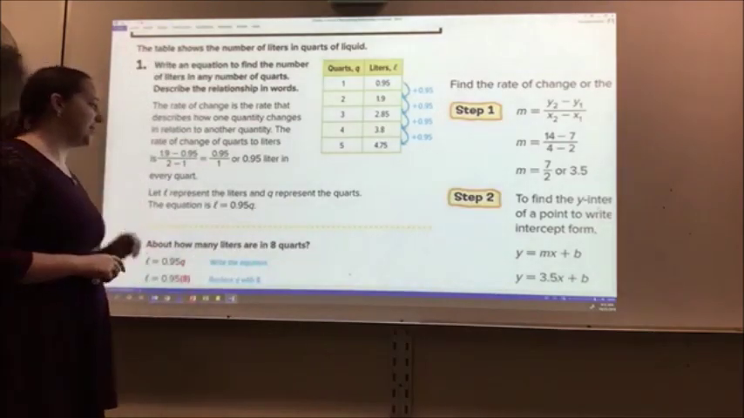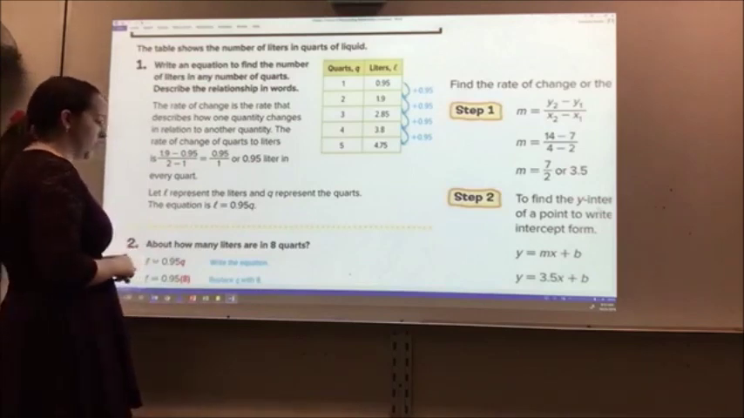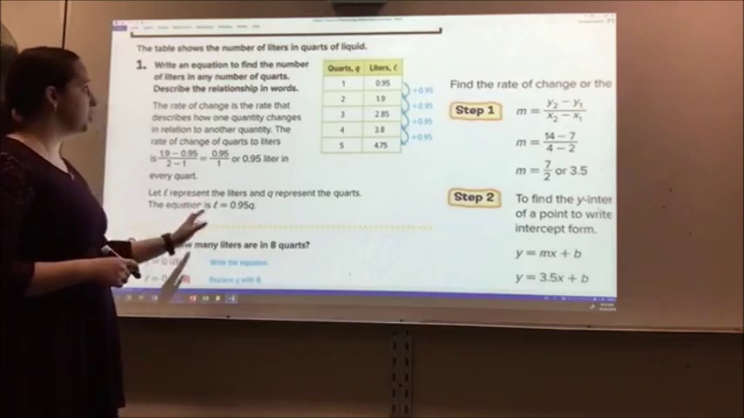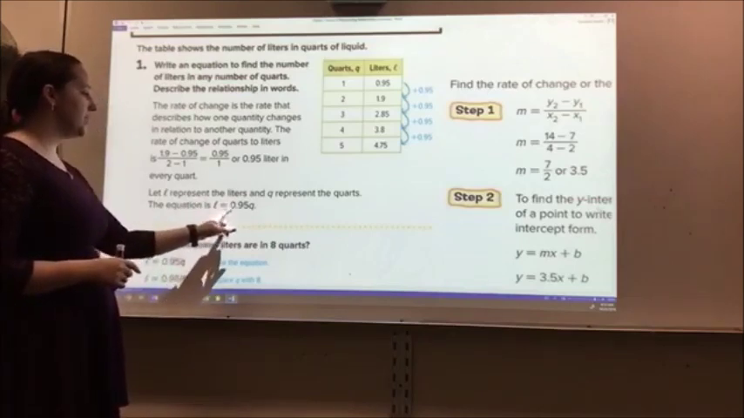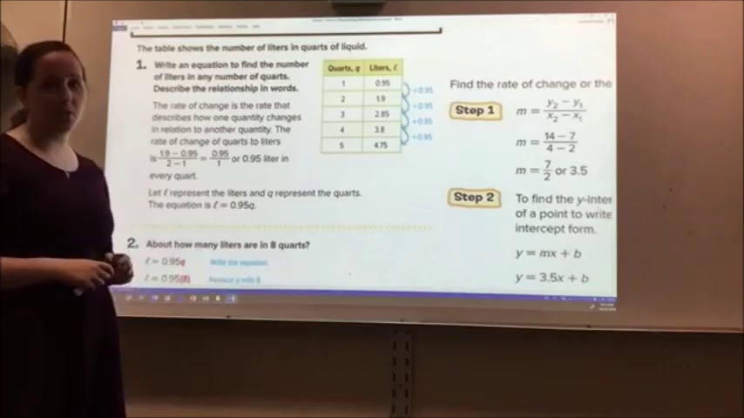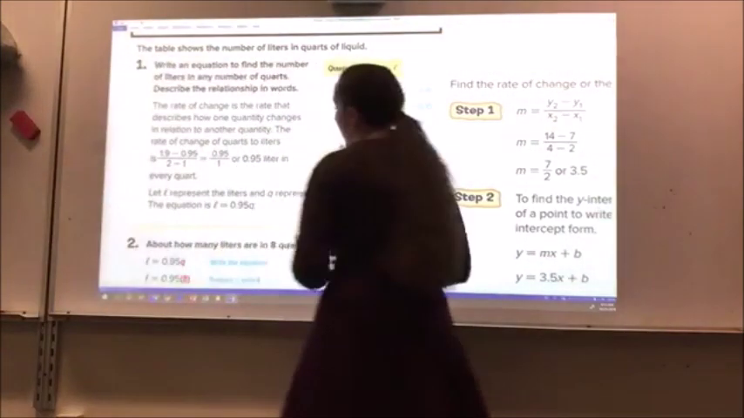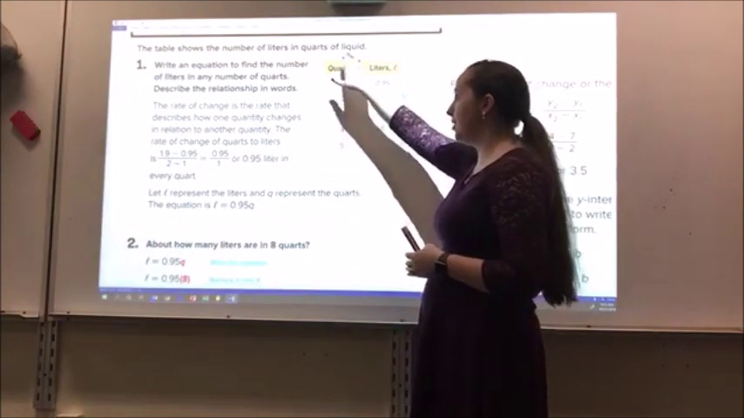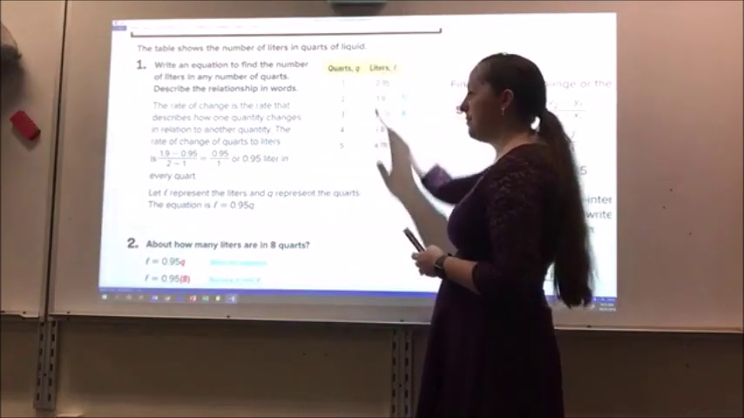Let L represent the liters and Q represent the quarts. The equation is L, because that's the total number of liters, equals 0.95 times the quarts. Okay? So another way to think about this is, what do I need to multiply the Q by in order to get my value for L?